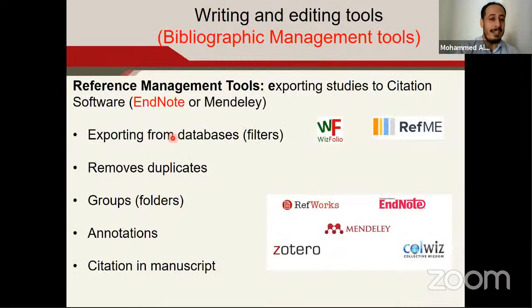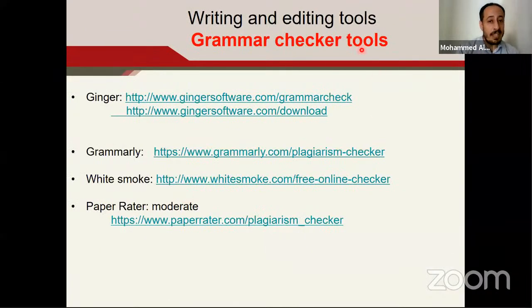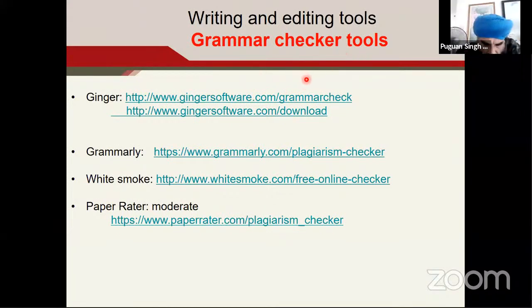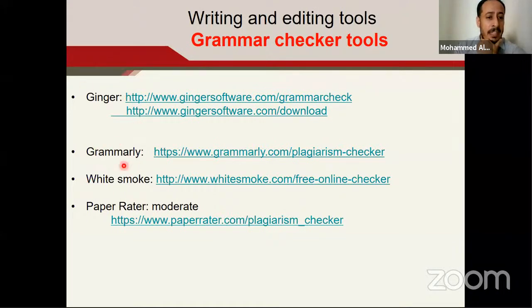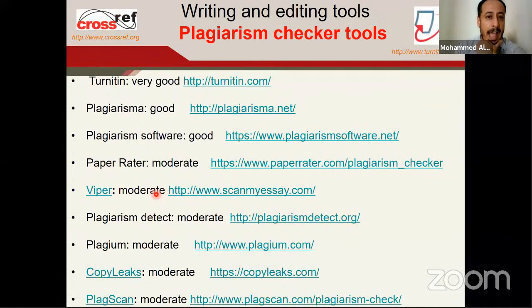Of course we have different tools for reference management, not just EndNote and Mendeley. We have other tools. They help you to remove duplicates, do citations, and more. There are also different tools for grammar checkup. Some of you use Ginger or Grammarly or WhiteSmoke. And there are tools to capture similarity. Nowadays, students cannot just copy and paste because we have the Turnitin tool and other tools to capture similarity and plagiarism.